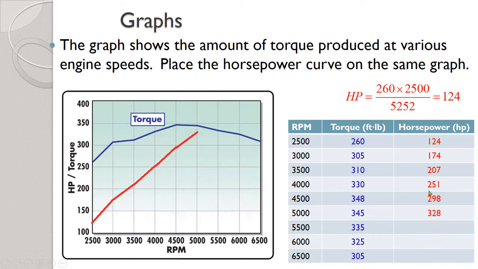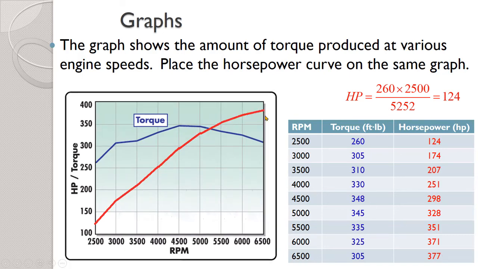And then when you plug those into the horsepower formula, multiply the torque by RPM and divide by 5252, you should get 351, 371, and 377 or so. You could be a little bit off from that. And then if we plot those, it finishes off our horsepower curve. So our red curve is now our horsepower curve. That completes the table. Now, they're not the same curve.